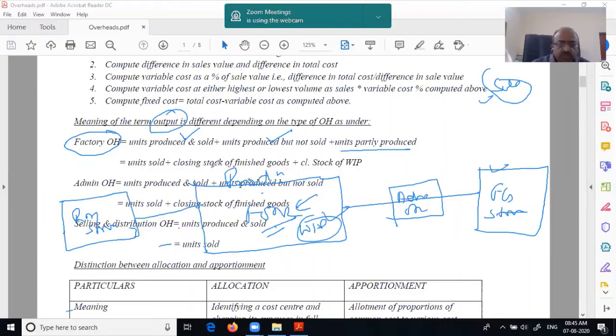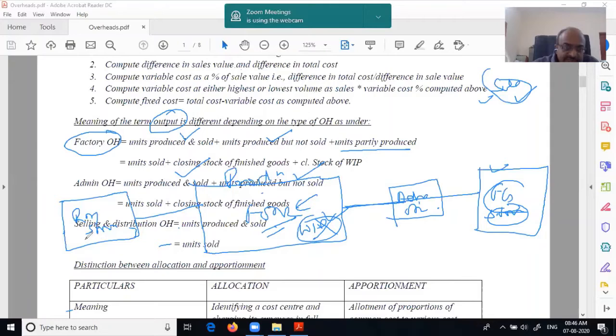For units sold plus closing stock of finished goods plus closing stock of WIP. For admin overhead, this will not come because this is not there. Factory overhead for admin, only that has been finished, gone through this process. That means what is in stock as well as what is sold only will be counted as quantity. Therefore, for admin overhead, it is units produced and sold and units produced but not sold.